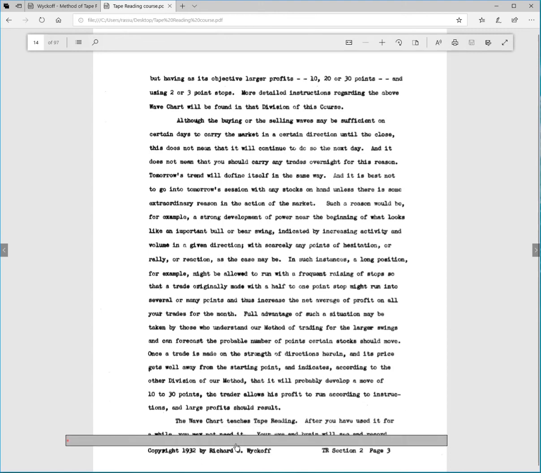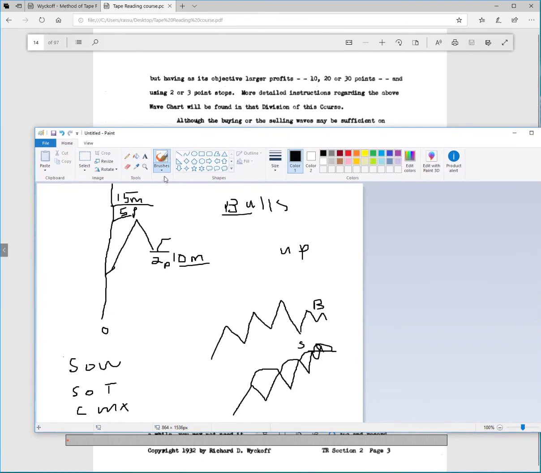The wave chart teaches tape reading. This is very important. I've already shown this. What is the tape reading here? More time and price on the upswing versus the downswing. Therefore, the bulls are in control. These two, price and time, are factors of tape reading, and we've applied them to identify the bulls are stronger.